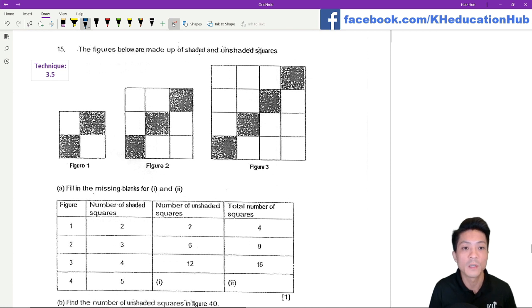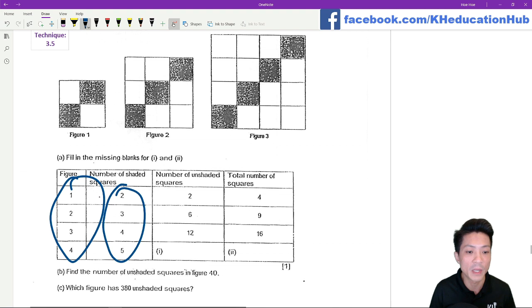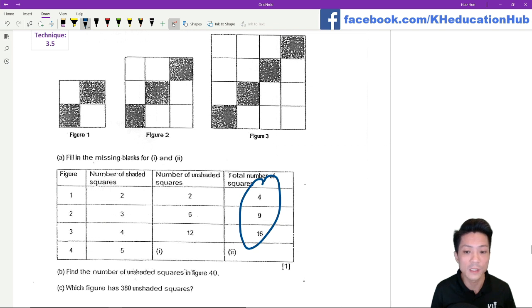Question 15. The figure below is made up of shaded and unshaded squares. Fill in the missing blanks for part 1 and part 2. We can see that between the figure number and the shaded square, there is a pattern which is always +1 of the figure number, right? 1, 2, 2, 3, 3, 4, and 4, 5. And the total number of squares is a square number, because 4 is 2 times 2, 9 is 3 times 3, and 16 is 4 times 4.